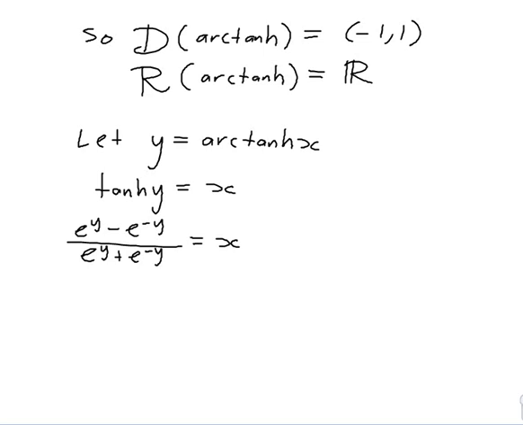So what I want is to get all the y's on the one side, which I already have, but in a much better version than what we've got now. So what's annoying me at the moment is that I've got that e to the y plus e to the minus y on the bottom, so let me multiply everything by that, and that will get it off the bottom of my fraction. So e to the y minus e to the minus y is x times e to the y plus e to the minus y. Well, I suppose I could expand that out.